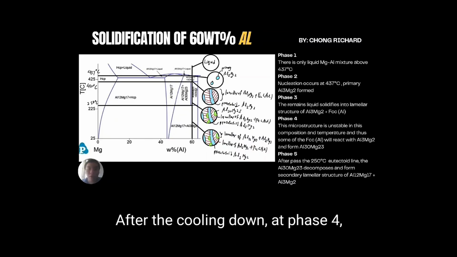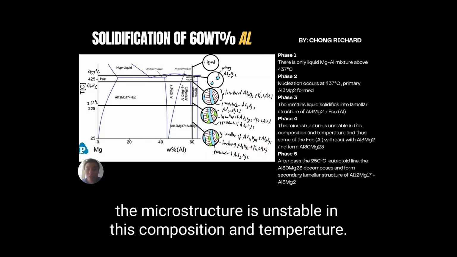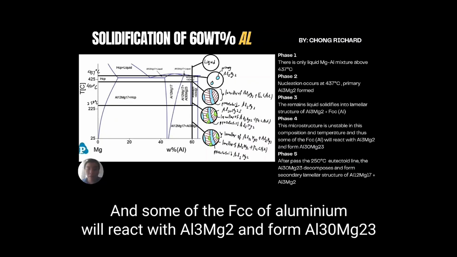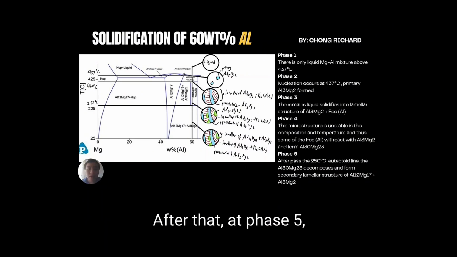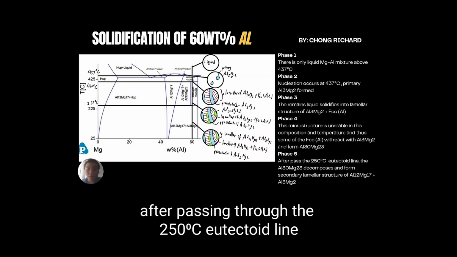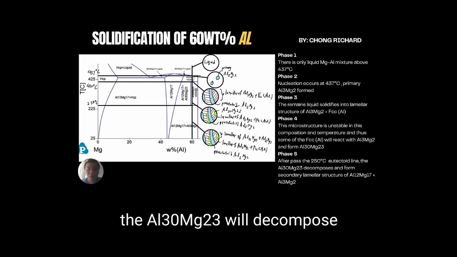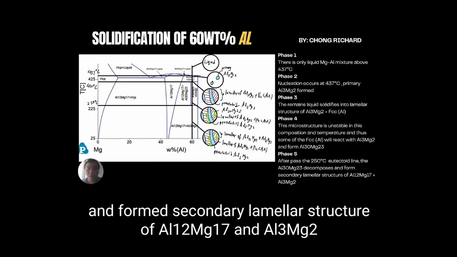After the cooling down, at phase 2, the microstructure is unstable in this composition and temperature, and some of the FCC of aluminium will react with trialuminium dimagnesium and form aluminium 30, magnesium 23. After that, at phase 5, after passing through the 250 degrees Celsius Utah line, the aluminium 30, magnesium 23 will decompose and form secondary laminar structure of aluminium 12, magnesium 17, and trialuminium dimagnesium.